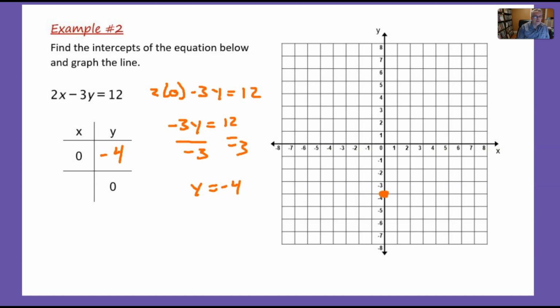Okay, let's find the x-intercept. So to find the x-intercept, we're going to put 0 in for y, since every point on the x-axis has y equals 0. All right, well, we'd have 2x minus 3 times 0 equals 12. 3 times 0 is 0, so we have 2x equals 12. And if we divide both sides by 2, we get x equals 6. So 6 comma 0 is right here. That's the x-intercept.